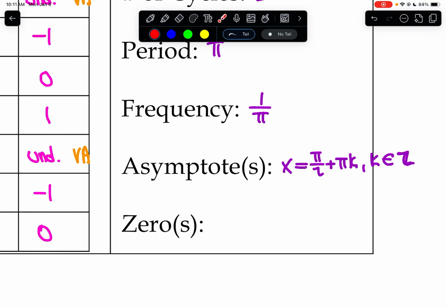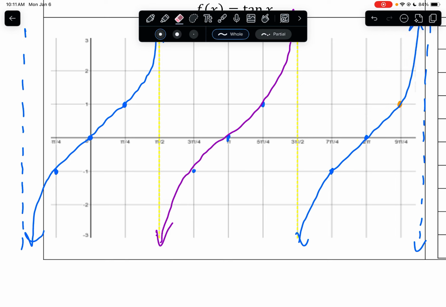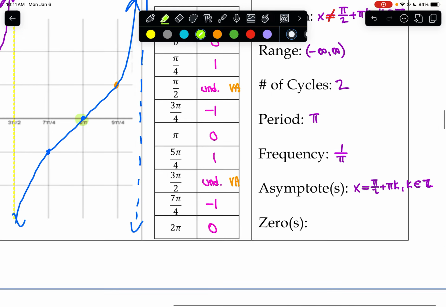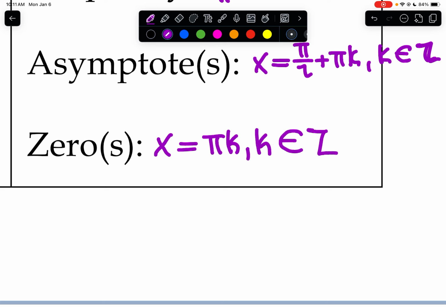Okay, now for the zeros, we're looking to see where we are going to touch the x-axis. So I'm going to get rid of all this that I crossed out. I specifically am going to emphasize that we want at 0, at pi, and at 2 pi. So whenever that happens, that means we just want the pi k's. So that means your zeros are going to be x equals pi k, where k is an element of the integers.